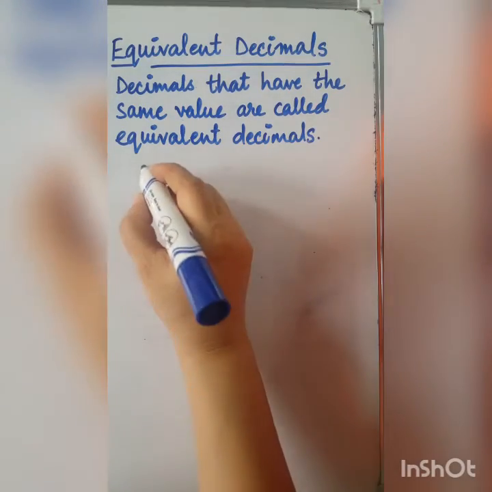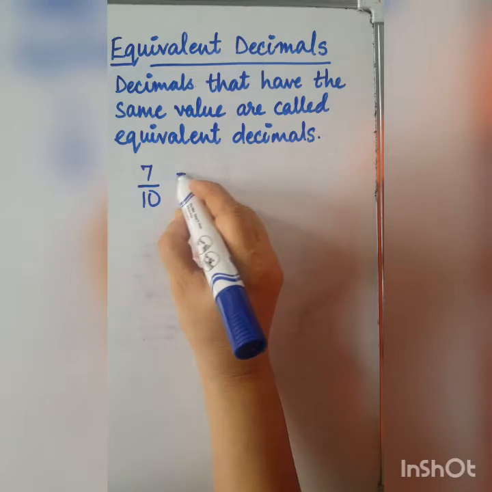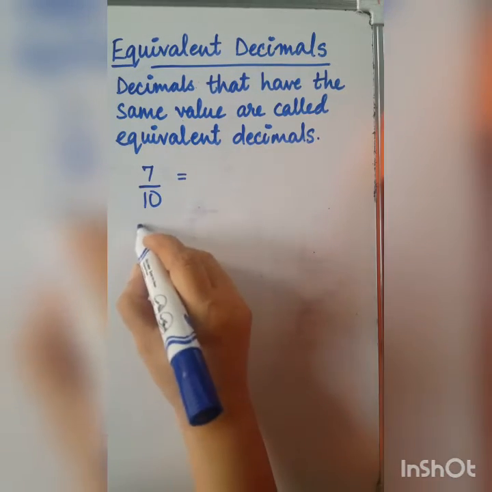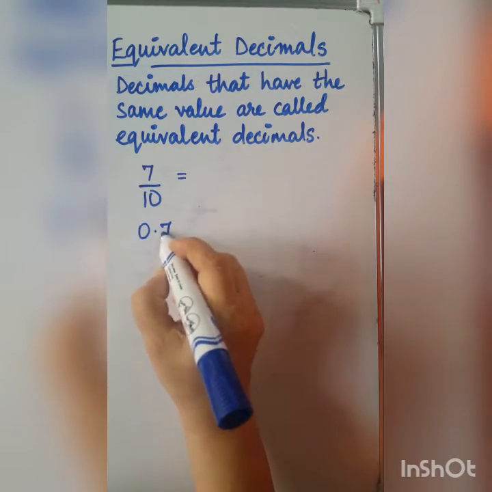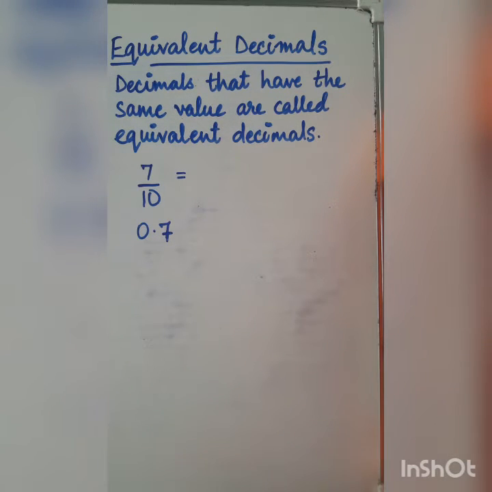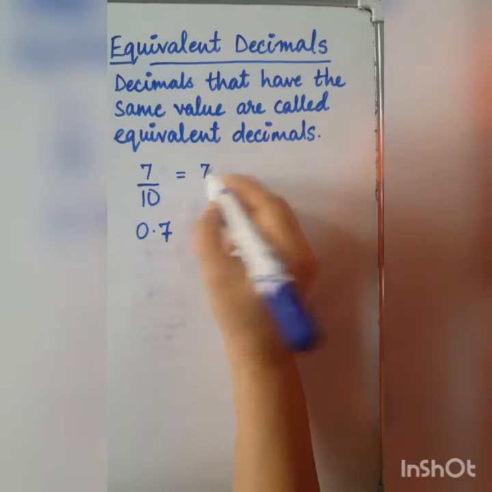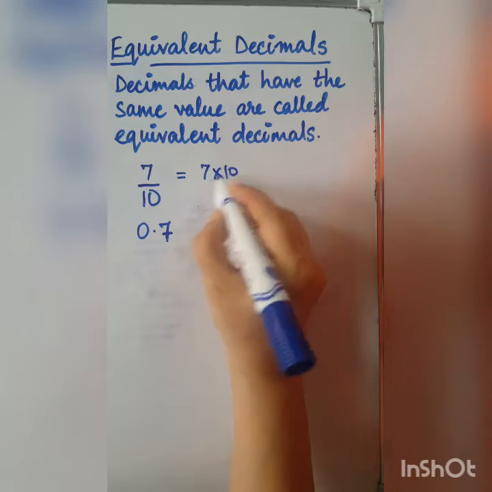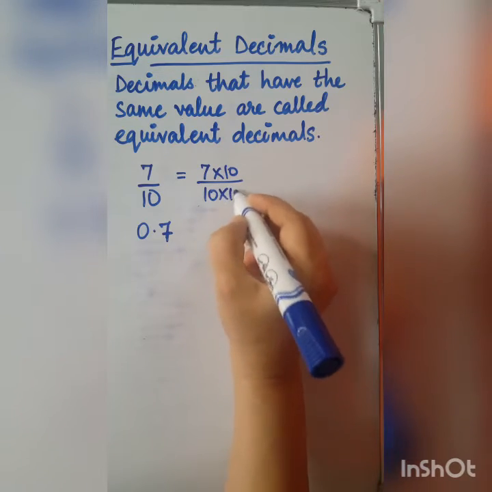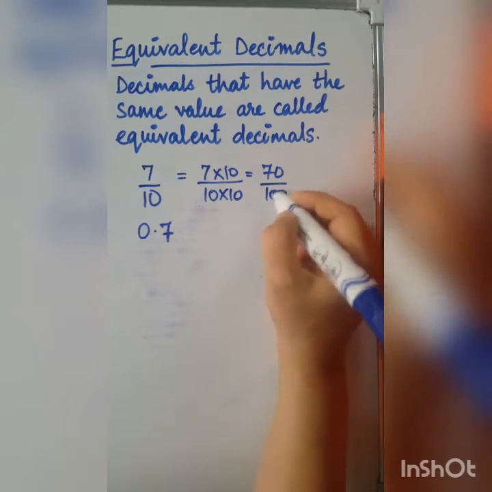So, now 7 by 10, 7 parts out of 10. In the decimal form, you can represent it as 0.7. This we have learned in earlier videos. Now, if I find the equivalent of the fraction 7 by 10, that will be 7 into 10 by 10 into 10. That is equal to 70 upon 100.